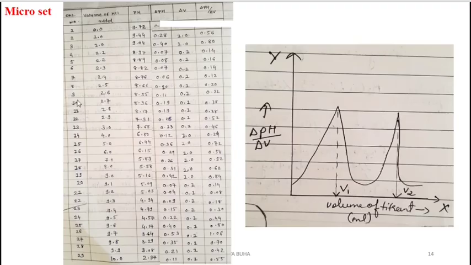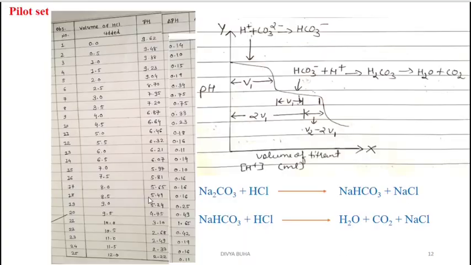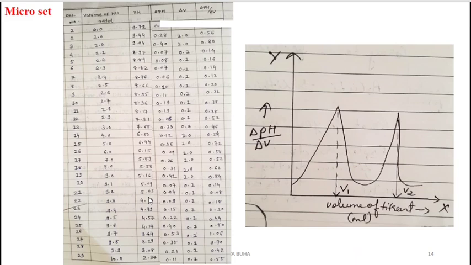So now let us move on to the microset. Okay, so for the microset you need to determine the pH. First of all, you will be taking the 50 ml of the sample in a beaker, start adding HCl, determine the pH, right? So over here you can see that 1 ml is being added initially. You can add 0.5 ml also, and you can take the reading.